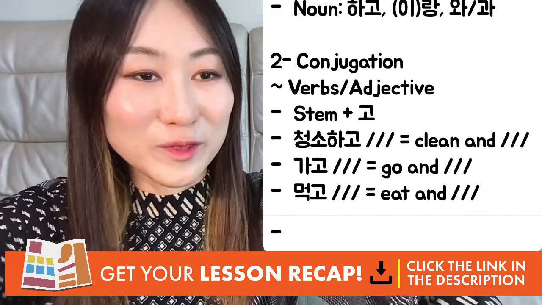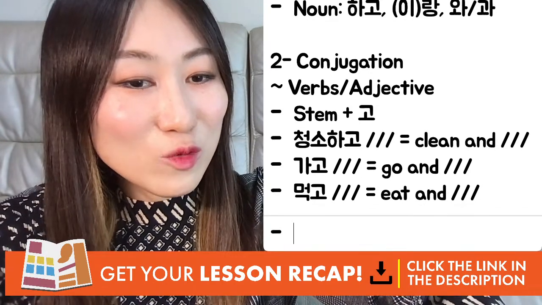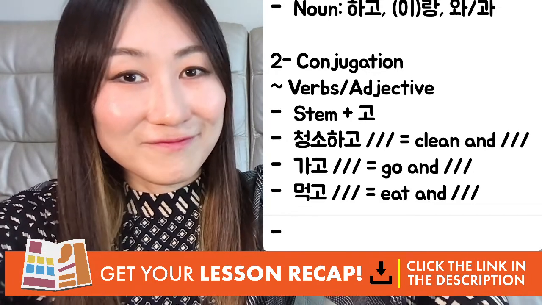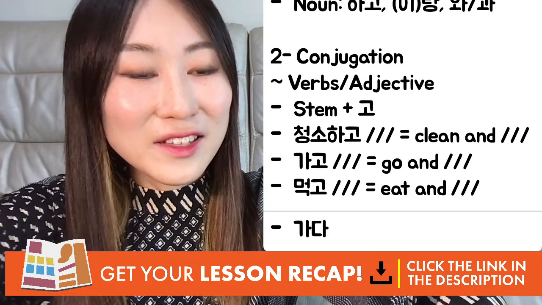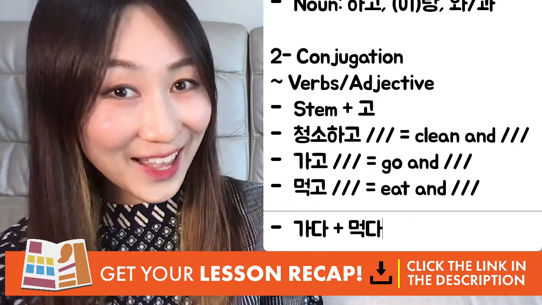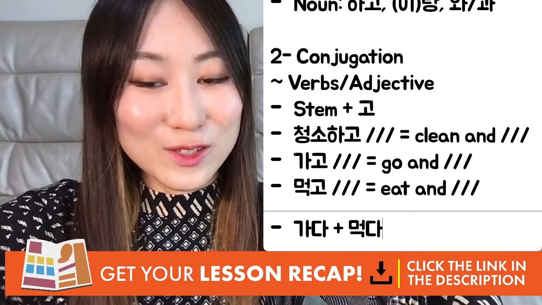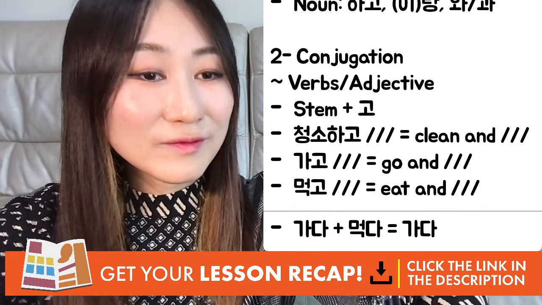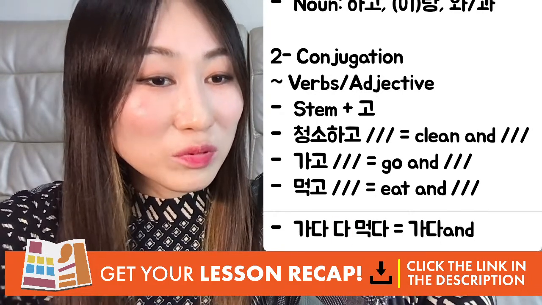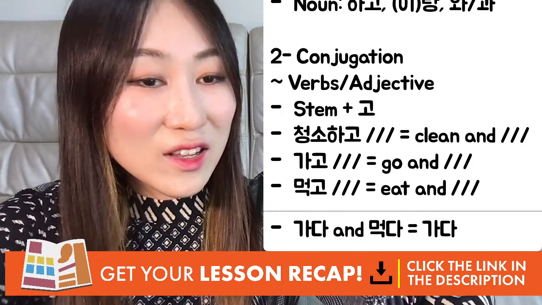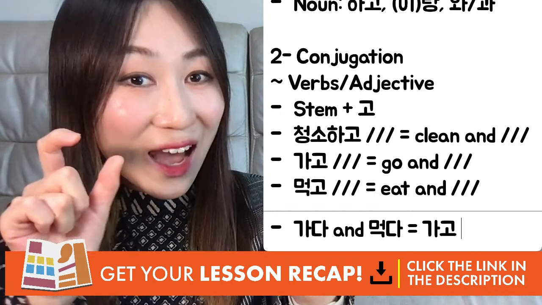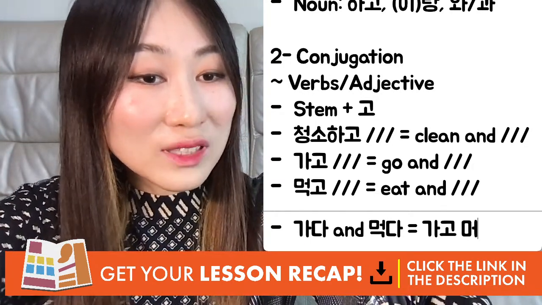Then let's try the longer one. What can we do? So first we have 가다 and 먹다. I want to conjugate this. I want to say I go and eat. How can you say that? It's very simple. First, 가다. It ended with 다. But I want to say 가다 and 먹다. So how can you do that? Just remove 다. You have 가. And replace 다 with 고. 가고. 먹다.